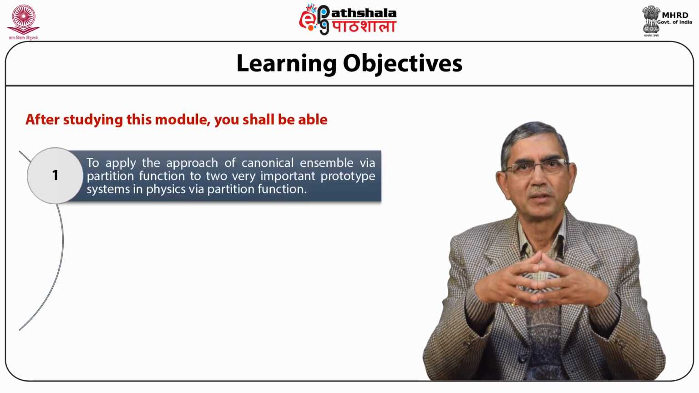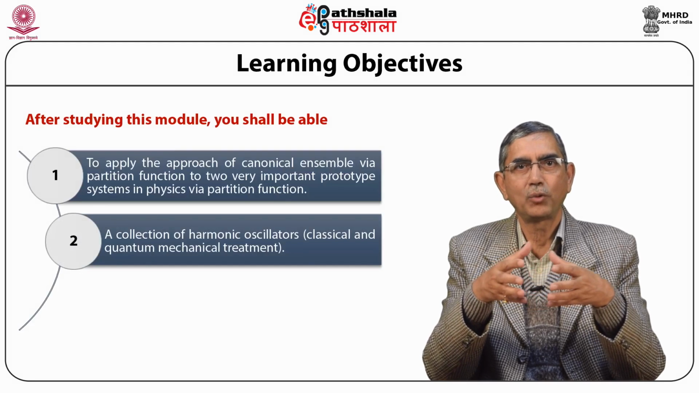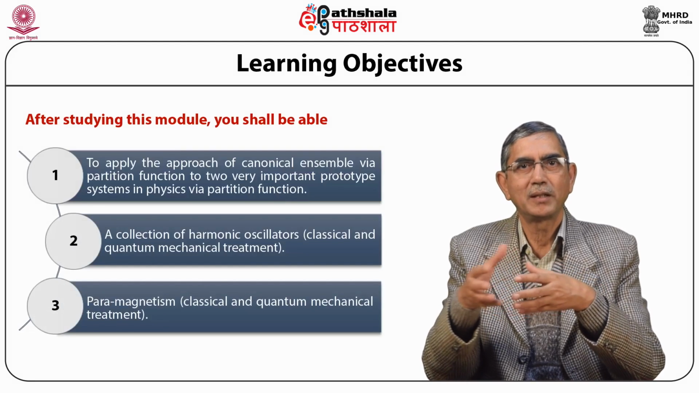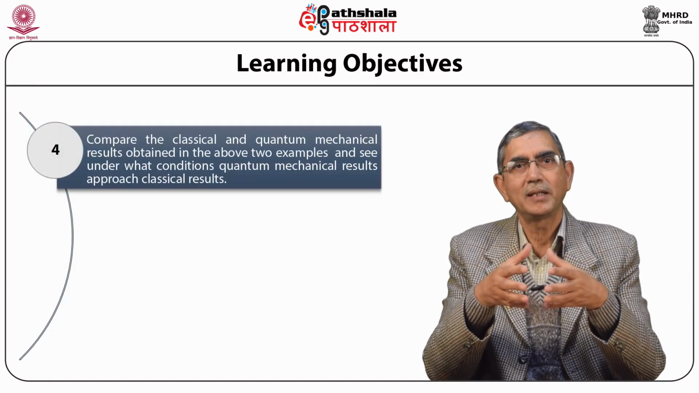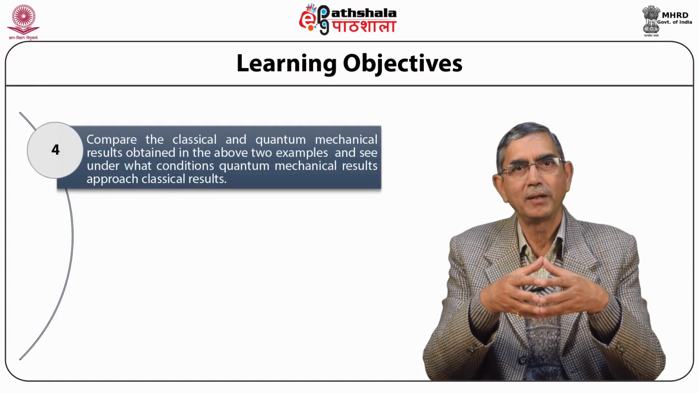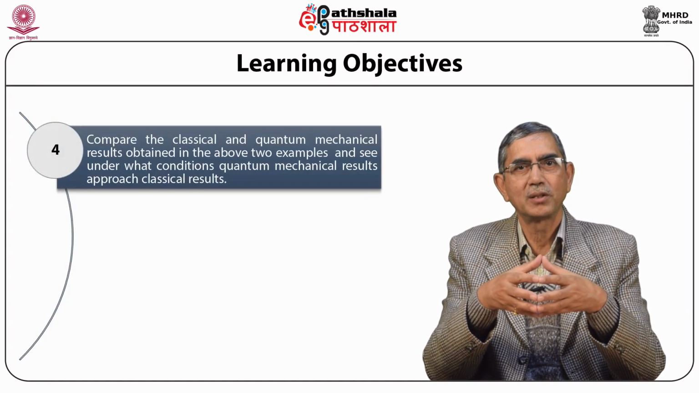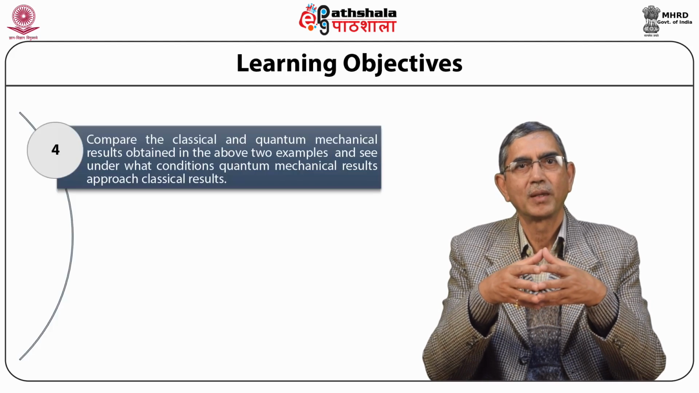via partition function. And these are a collection of harmonic oscillators, classical and quantum mechanical treatment, paramagnetism, classical and quantum mechanical treatment. Compare the classical and quantum mechanical results obtained in the above two examples and see under what conditions quantum mechanical results approach classical results.